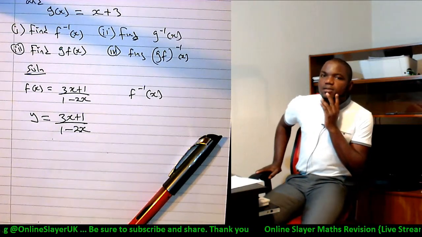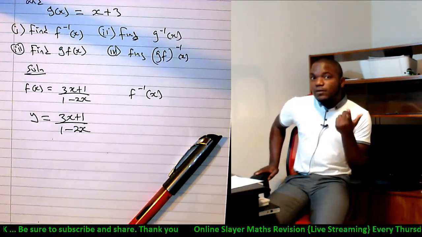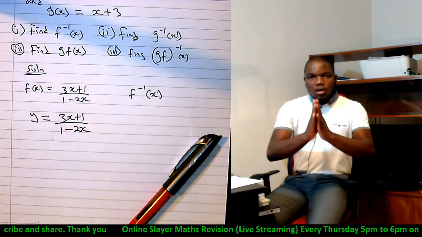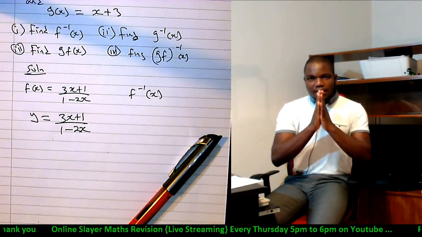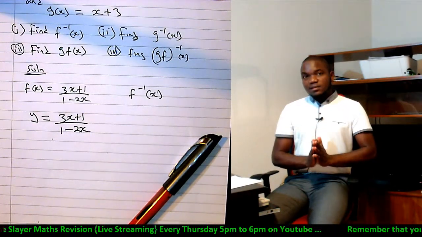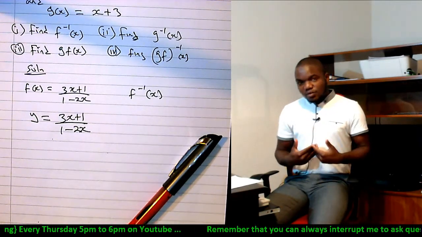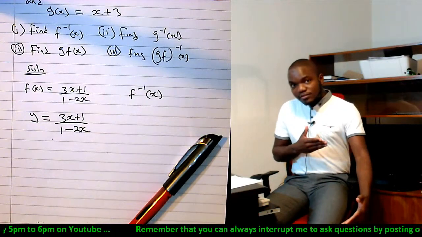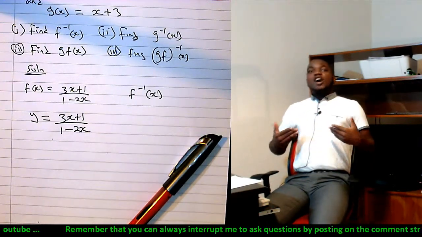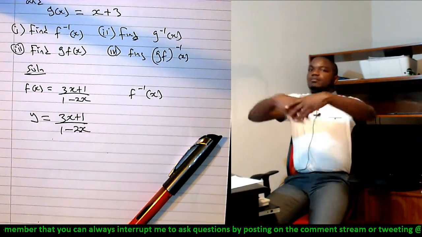Discussed last week: change of subject of a formula. That's all you need to do. Make X the new subject of the formula. And you're going to realize now that X, which is supposed to be the input, will now appear as the output because it's going to be X equals to blah.